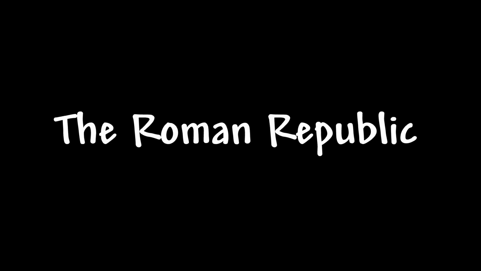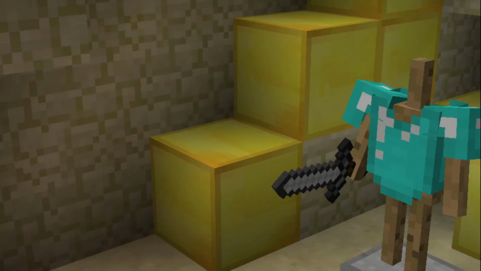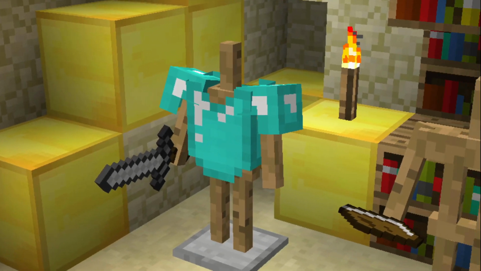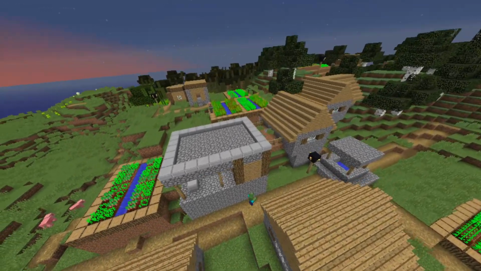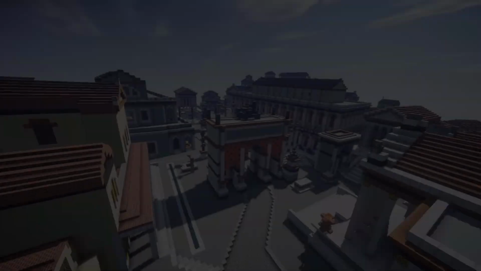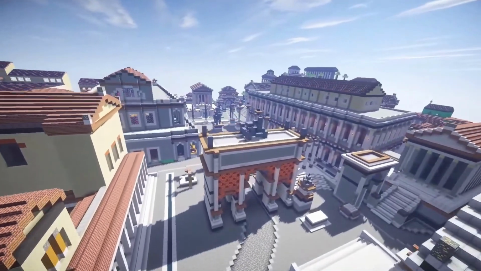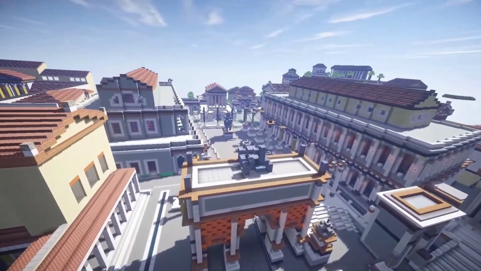The Roman Republic, one of the most advanced civilizations the world had seen at this time, powerful in both war and technology, rose from a relatively small city and developed into the largest empire in all of Europe. What factors led to its fall?